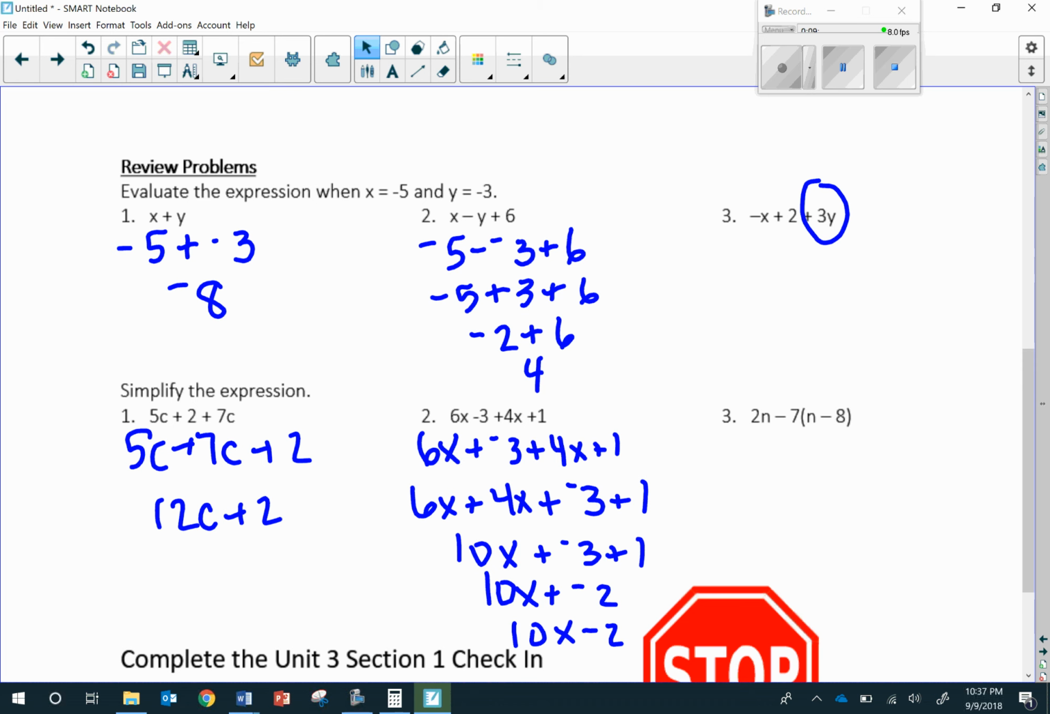I'll go ahead and leave number 3 for you to try. Again, remember that this 7 is going to distribute both to n and to -8. Use that distributive property there. But if you have any questions, ask your teacher. And that concludes section 1 of Unit 3.